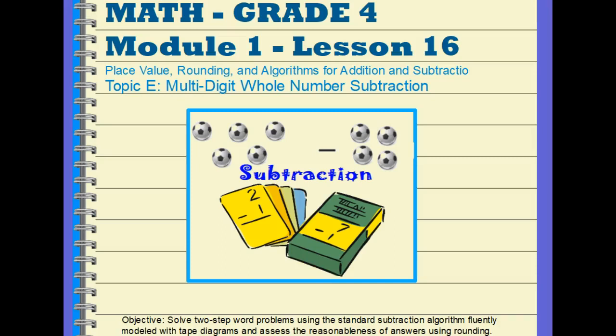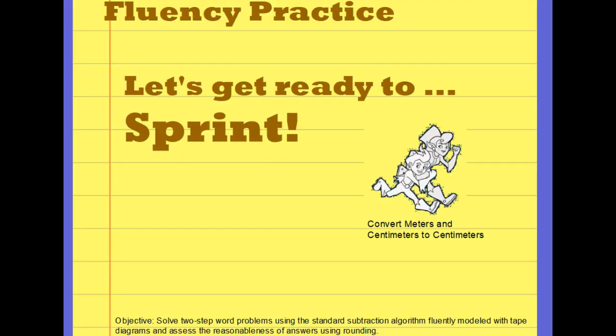Lesson 16, continuing with our subtraction and addition. First thing you're going to do is go ahead and take the fluency for lesson 16 out of your green book with the yellow tab. Go ahead and complete that. If you're able to complete it within 5 minutes, you're good to go. Otherwise, just take it home for homework.